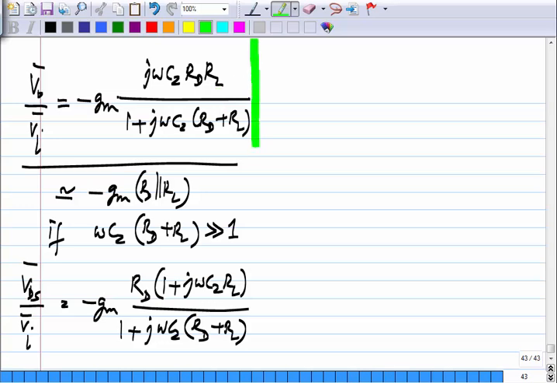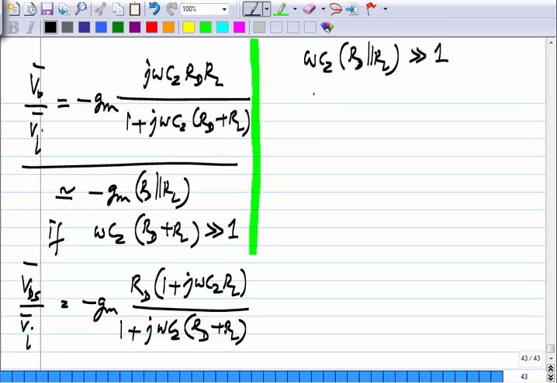So, first of all, we know that this part is the actual gain with C2 in place, and that is approximately equal to this, that is, C2 appears like a short circuit as far as the gain expression is concerned, if this condition is satisfied. Let us imagine that omega C2 RD parallel RL is much greater than 1, but omega C2 RL does not satisfy that. This means that RD happens to be much more than RL, in some particular case.